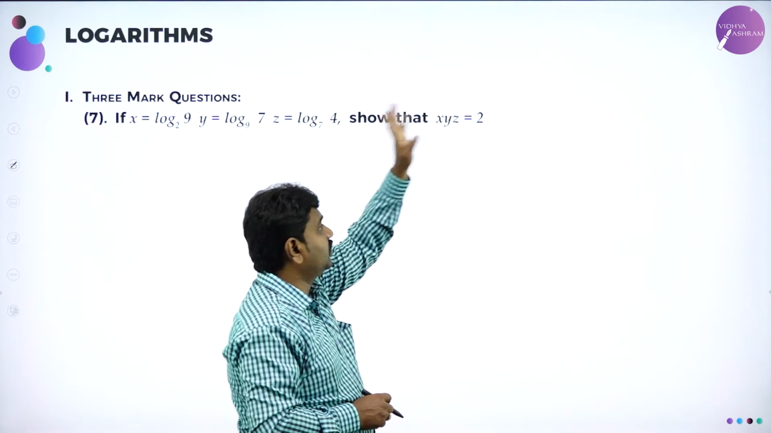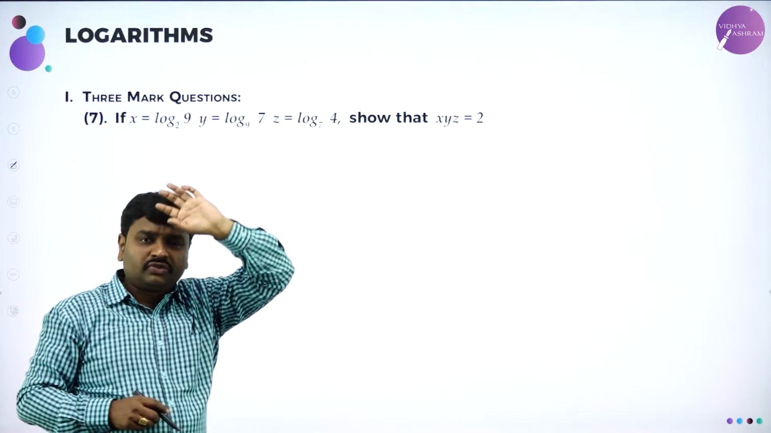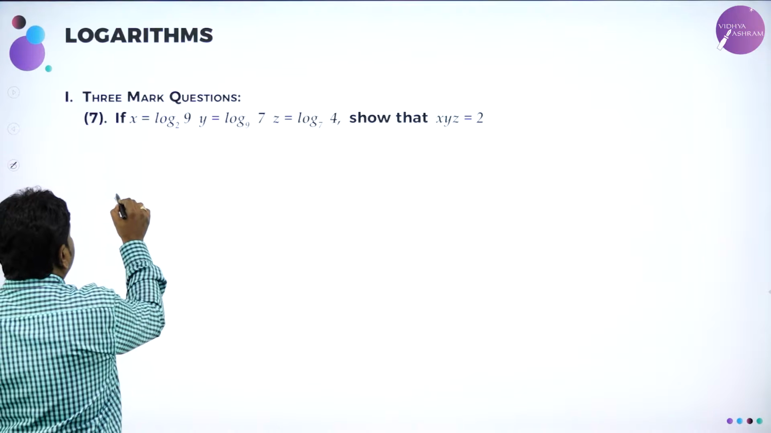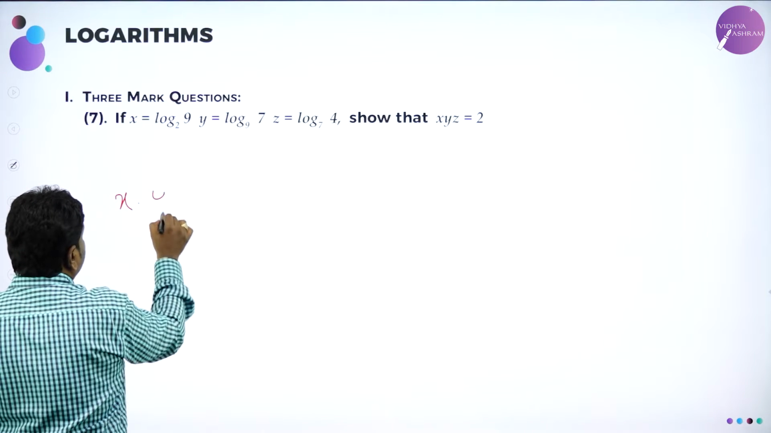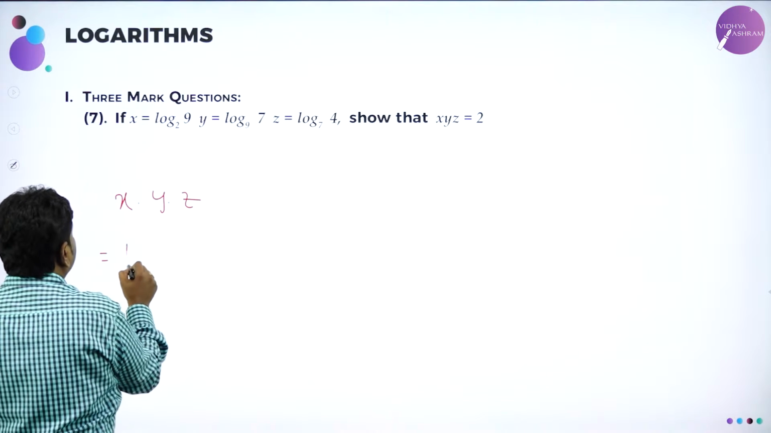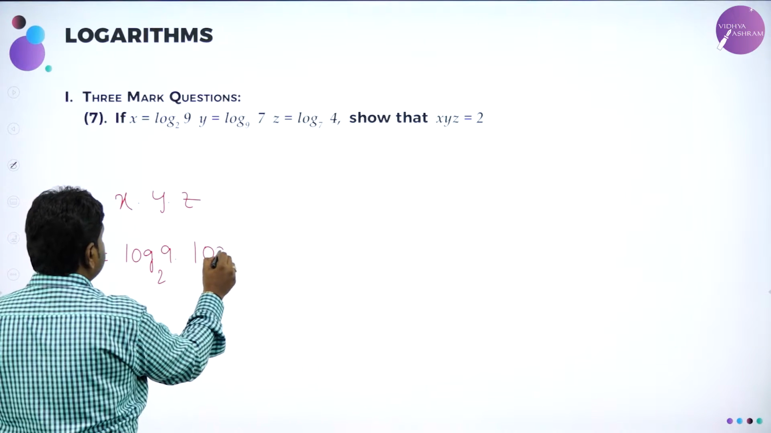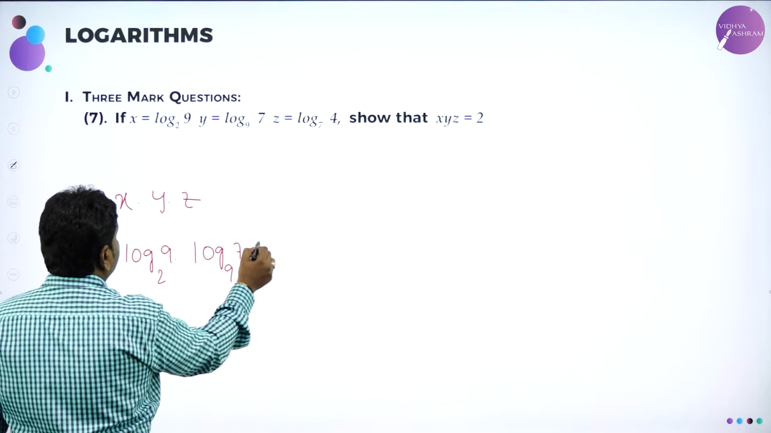Then x is log base 2 9, y is log base 9 7, z is log base 7 4. Show that x into y into z is 2. I told you if you make the bases the same, you can get the answer. So now take LHS. I'll take x into y into z. What is x? Log base 2 9 into what is y? Log base 9 7.